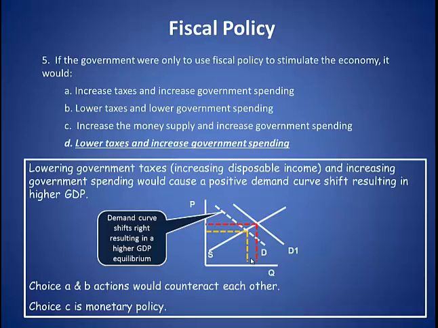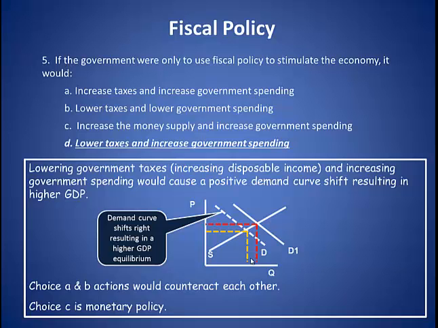Okay, number 5, if the government were only to use fiscal policy to stimulate the economy, it would, in this case, D, lower taxes and increase government spending. Lowering taxes will increase disposable income, and increasing government spending would cause a positive demand curve shift, resulting in a higher GDP. And you can see the illustration here: we start out with the original demand of D, and it shifts to the right to D1.